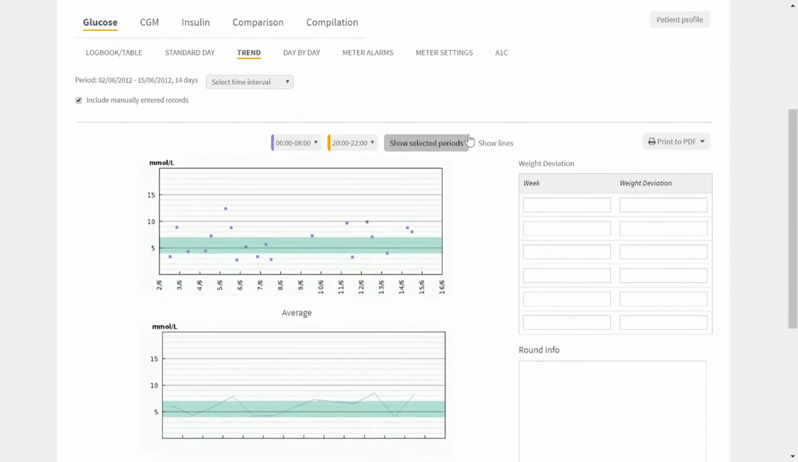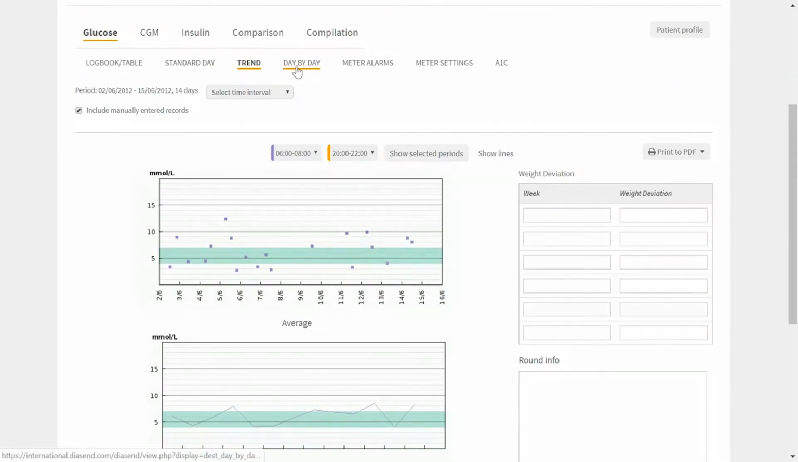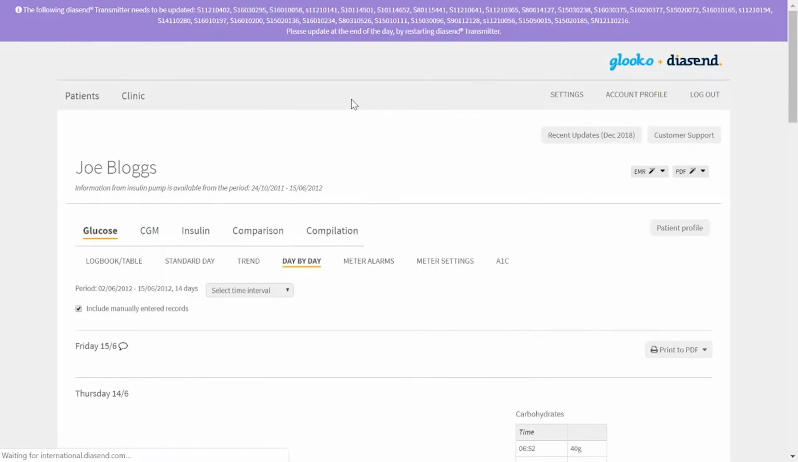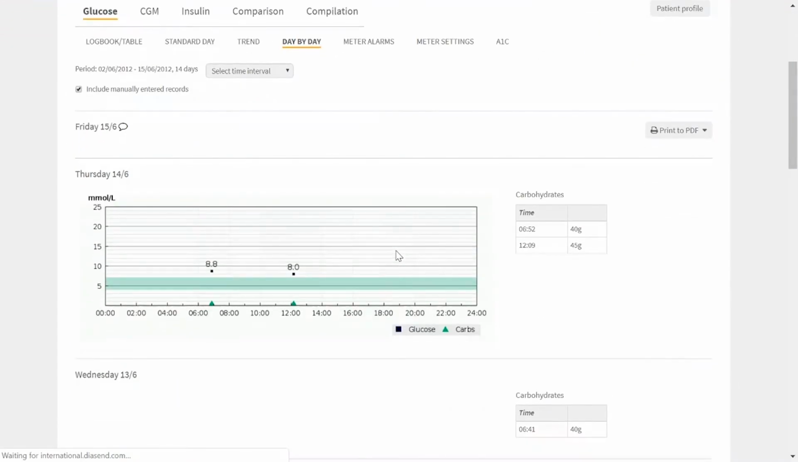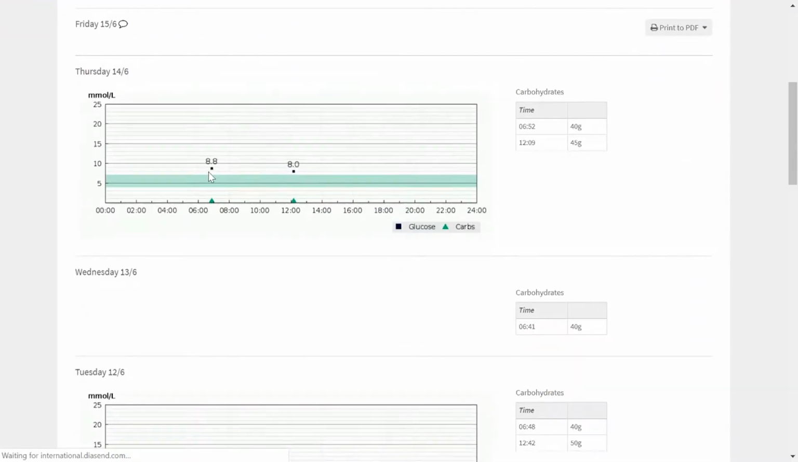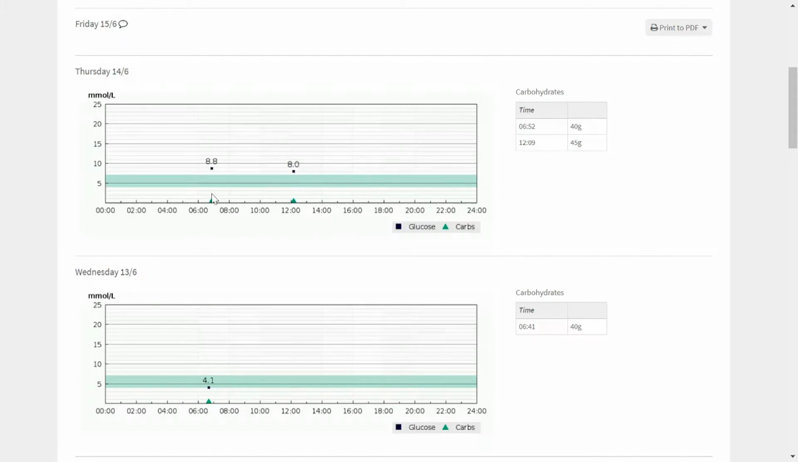As you move on to the other tabs, for instance day by day, this is the same information that will be represented in the comparison screen. However, in comparison, it is actually presented alongside other devices such as CGMs or even insulin pumps to gain a better understanding of how a patient is getting on. As you see in this tab, we have glucose information alongside carbohydrate information.